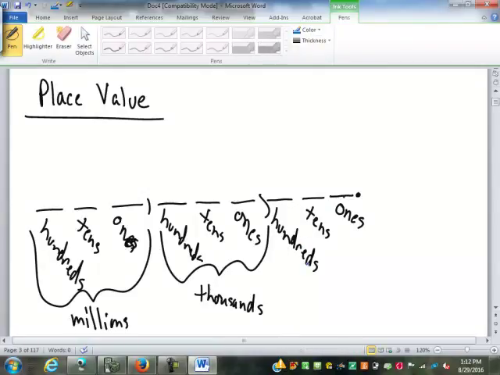And, of course, this is the base group down here, the first three. When we name a place value, we name the place value and its group. So this here would be just the tens place. This would be the 10,000s place. This would be the 10 millions place, and so on.